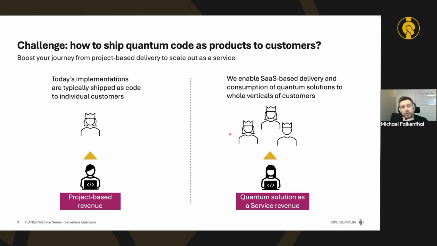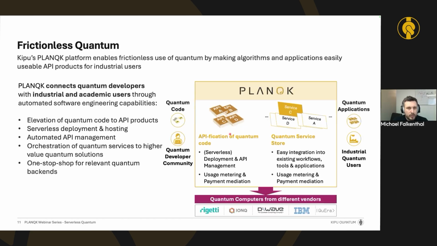So how can we achieve this, or what kind of problems do we have to tackle for exactly solving this problem? So first of all, our mission here, we call it frictionless quantum. What does frictionless actually mean?